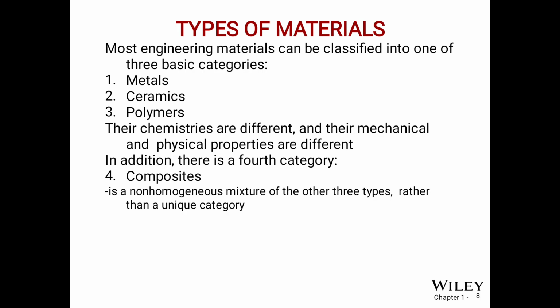Let us see the uses of metals. Gold, platinum and silver are used as jewelry. Iron and steel are used for construction. Mercury is used in thermometers and helps to check the temperature. These are the uses of metals. Let us see the ceramics.